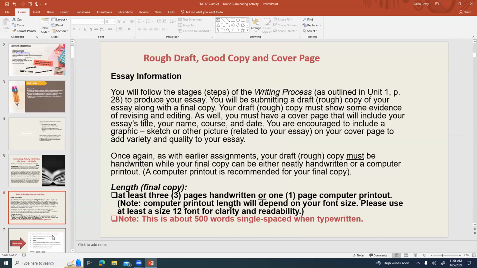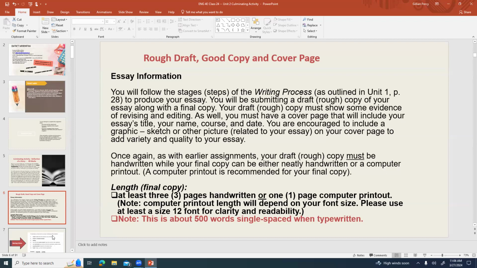You're going to follow the steps of the writing process to produce the essay. You're going to be submitting a rough draft with your essay along with a final copy. Your rough draft must show evidence of revising and editing. So your rough copy should not look exactly the same as your good copy, okay? The good copy isn't just making it look nice. Like sometimes people will handwrite the one and type the other, but all the words are exactly the same. It's supposed to show significant improvements in the writing itself.